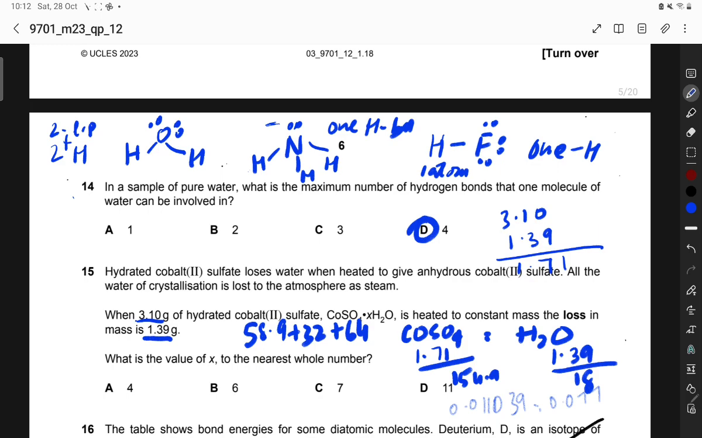So finding out the number of moles, 0.01139 divided by 0.011039. So this is equal to a 1:7 ratio. So the whole number water molecule would be constant. And what is the value of x? So the value of x is 7.